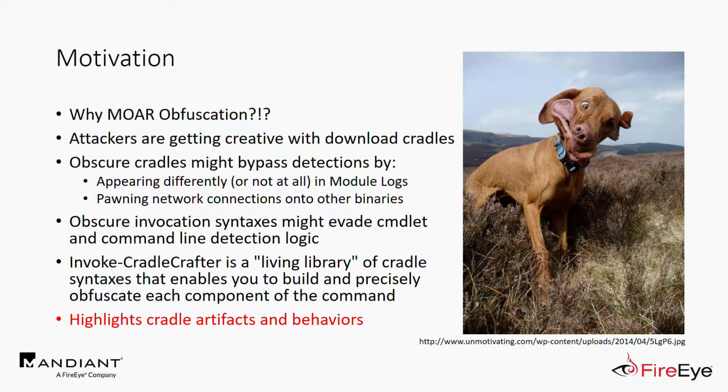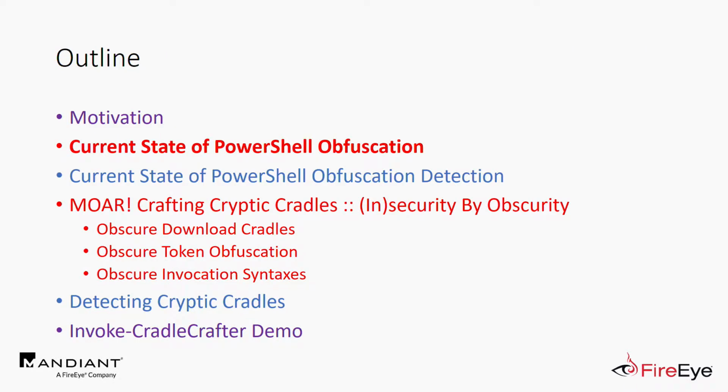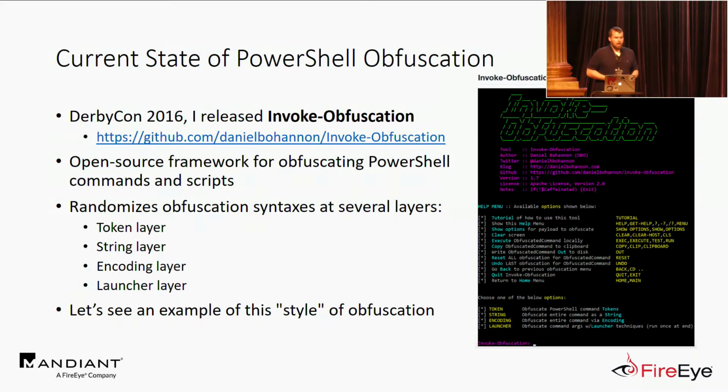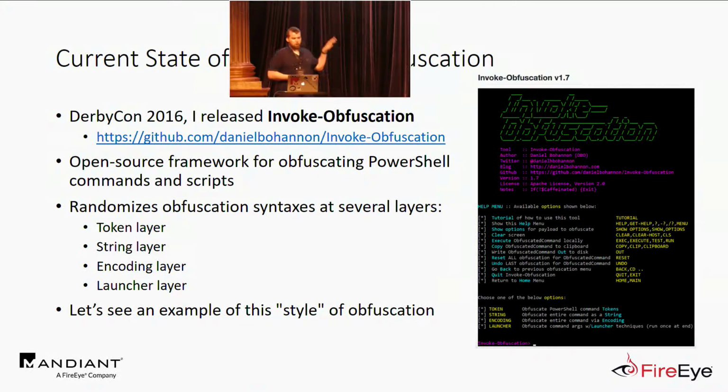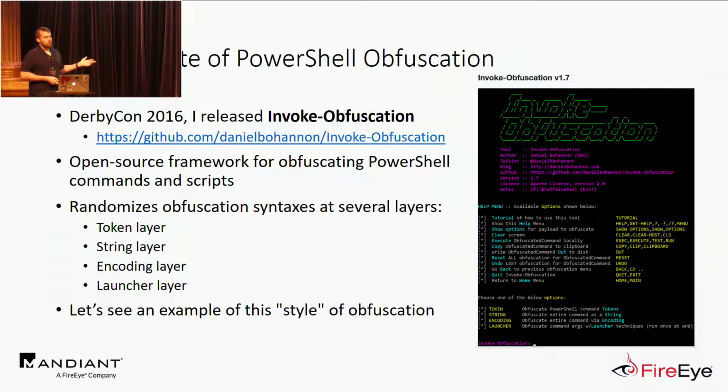So yeah, Invoke-CradleCrafter is kind of a living library of all the different ways that you can use PowerShell to download content, either in memory or to disk. So the current state of PowerShell obfuscation, there's a lot of it out there. Exactly 1 year ago, I released this tool called Invoke-Obfuscation, which basically automates a lot of different layers, 4 in particular, of PowerShell obfuscation. You have the token layer, string layer, encoding, and launcher.